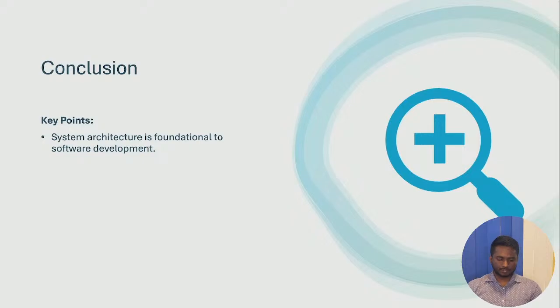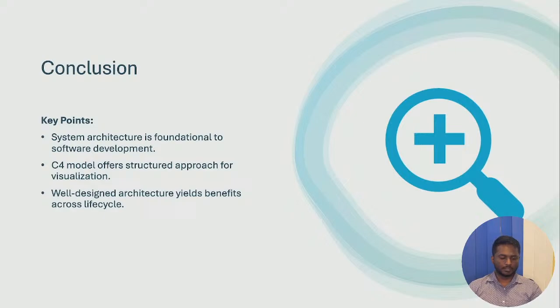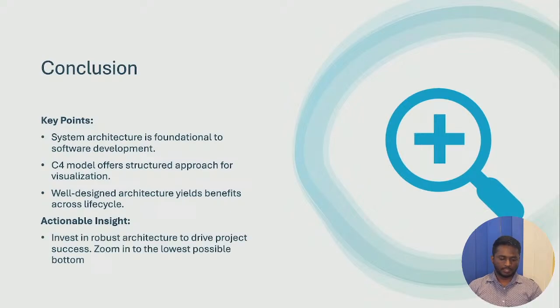the key points are: system architecture is foundational to software development, and the C4 model offers a structured approach for visualization. A well-designed architecture yields benefits across the life cycle and actionable insights. Invest in robust architecture to drive project success. Zoom into the lowest possible bottom.